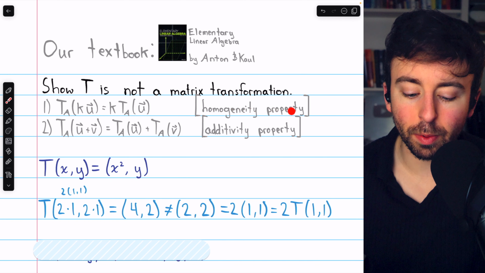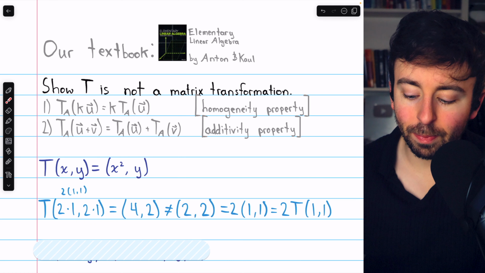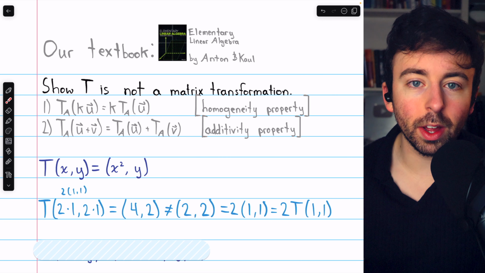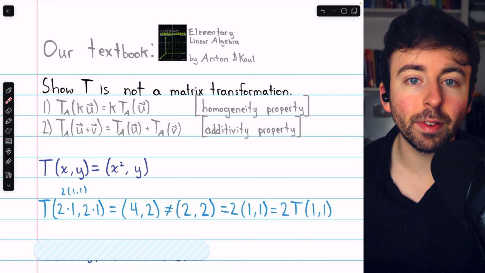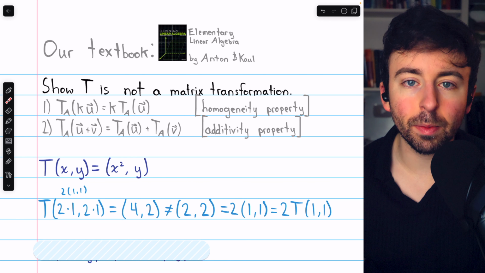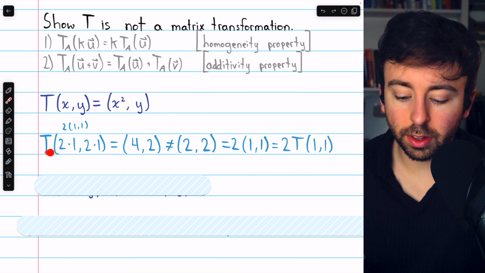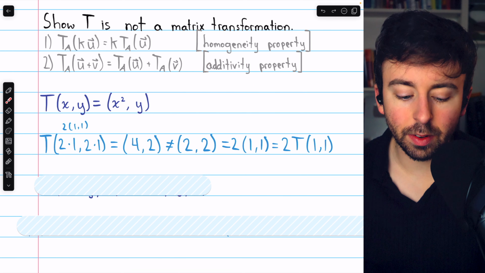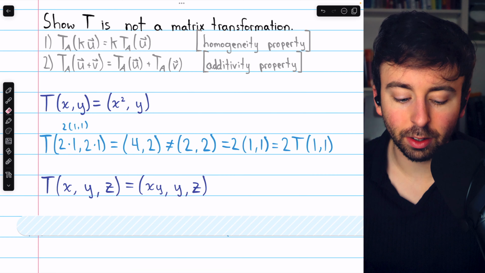When we transform 2 times 1, 2 times 1, the x component gets squared, so 4, and the y component doesn't change, so we have 4, 2. But if we scale the image of 1, 1, the image of 1, 1 under the transformation is just 1, 1. When we scale that by a factor of 2, we get 2, 2. These things are not equal, hence this transformation T does not satisfy the homogeneity property and so is not a matrix transformation. You could have just as easily shown that this transformation does not satisfy the additivity property, but let's go ahead and show that this different transformation does not satisfy that property.